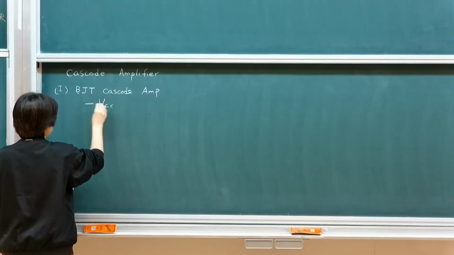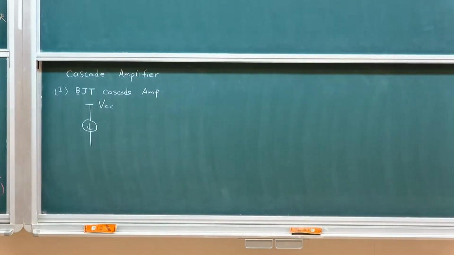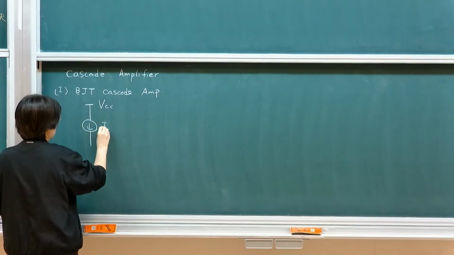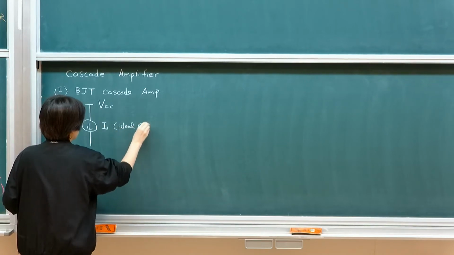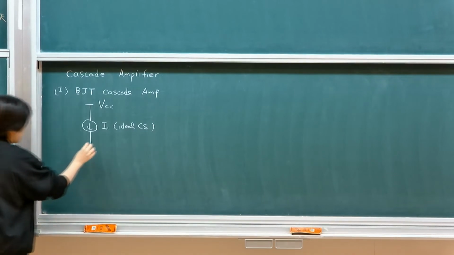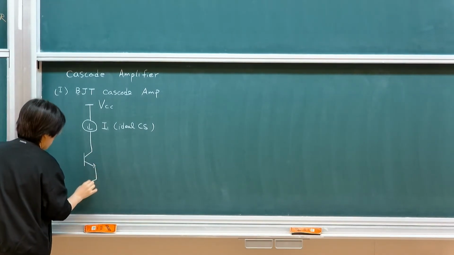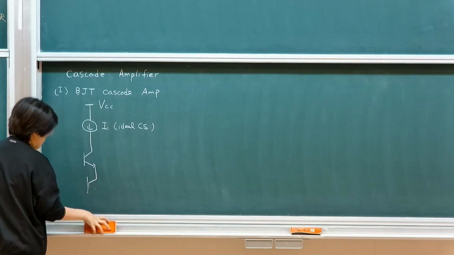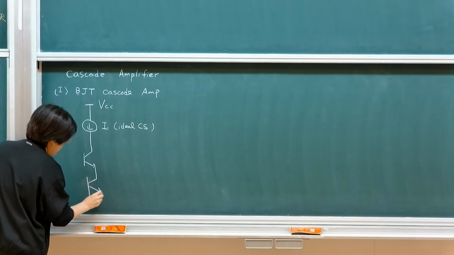So just to focus our analysis on the amplifier itself, I'm going to use an ideal current source, I1. So I'm just assuming that I have an ideal current source as the biasing component. So let's look at how this cascode structure enables us to have relatively high gain.